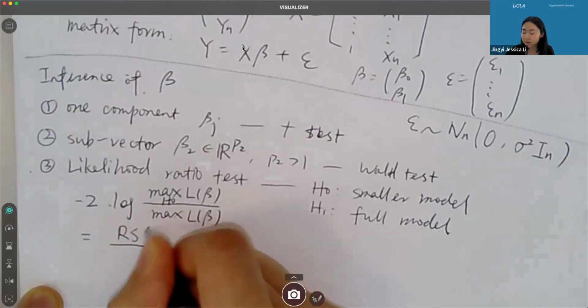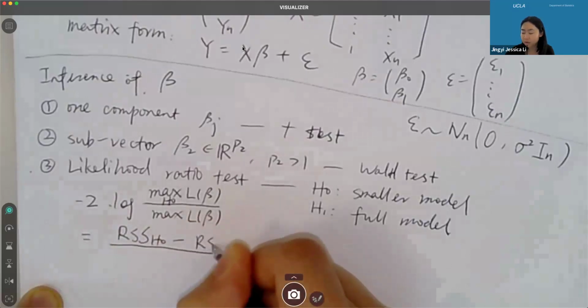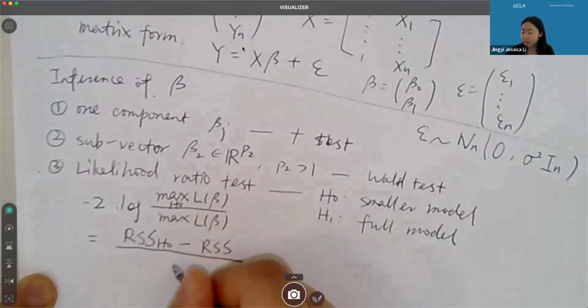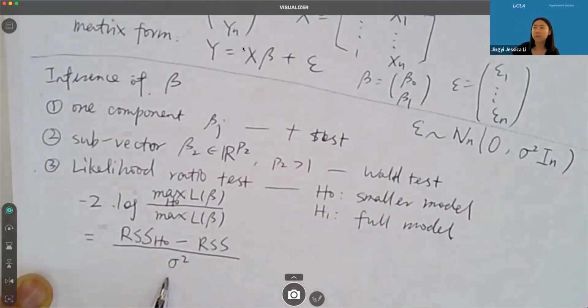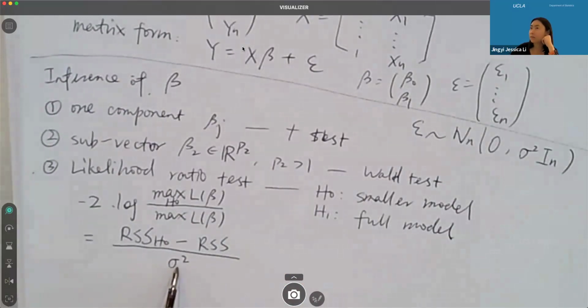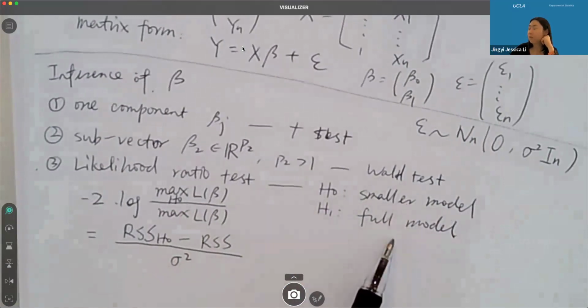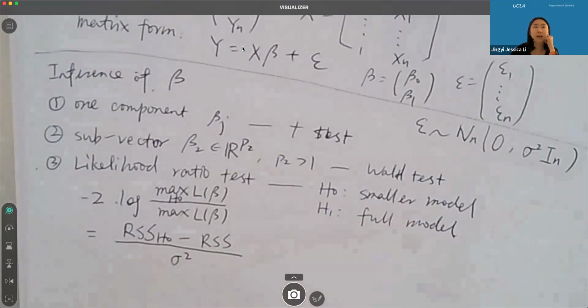The residual sum of squares under the null minus the residual sum of squares under the full model unconstrained, but we would need sigma squared in the denominator, which is unknown. So then the question we discussed last time is how do we estimate the sigma squared? We could use the residuals from the null model, the smaller model, or from the full model. Then which one should we use? We said that we actually use the full model, under the assumption that the full model is the correctly specified model. So under that, we want to see whether the smaller model is satisfactory because it's simpler.